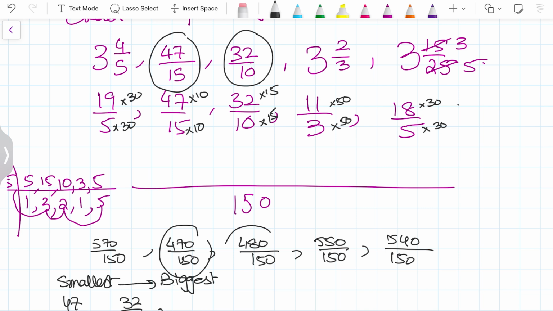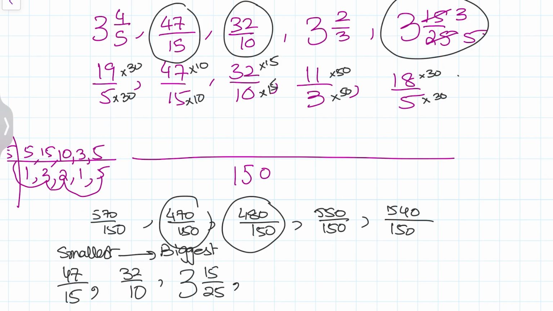Now next is 540, which is 3 whole 3 upon 5, or you can say 15 upon 25. Next is going to be 3 whole 2 upon 3. And next, the last is 3 whole 4 upon 5.